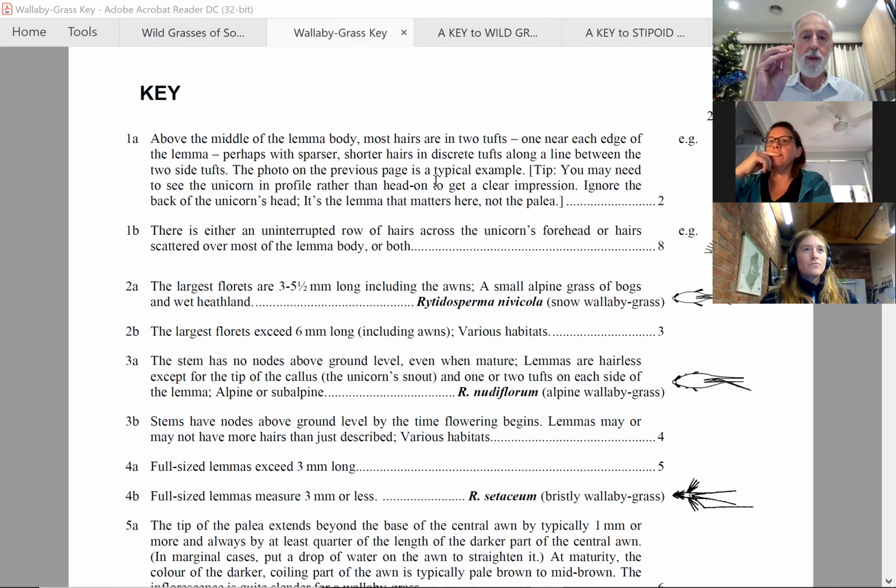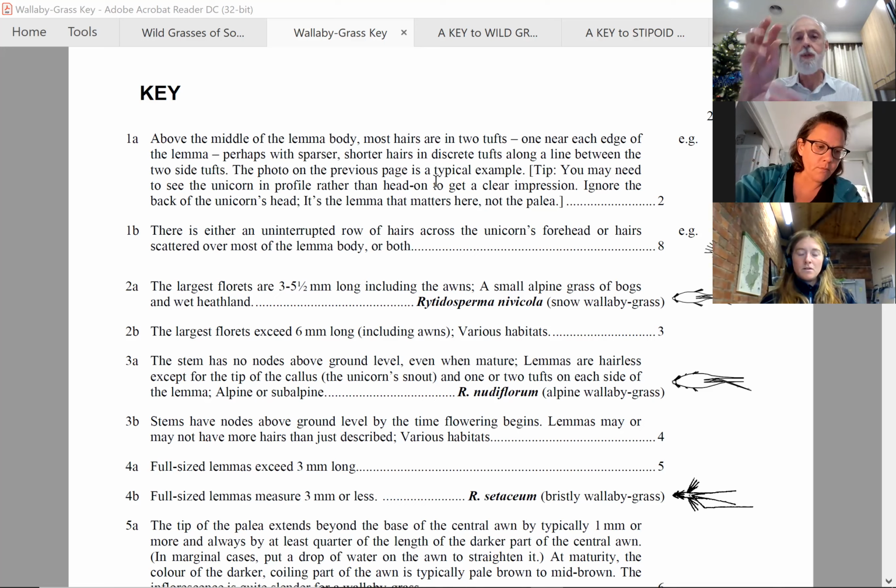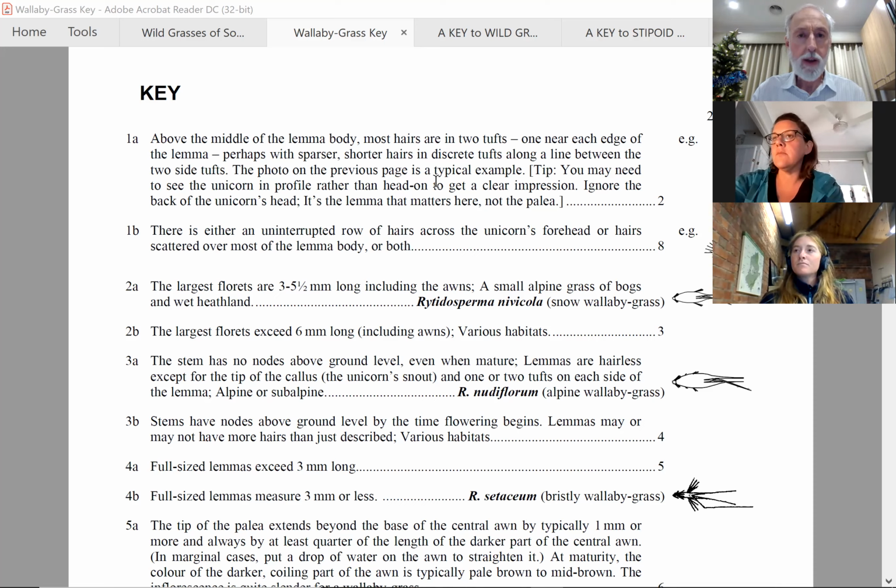And people take a first look at a floret of a wallaby grass seed, and they think, oh yeah, I don't see hairs there. Or they think, oh yeah, I can see that this sort of rose there, it'll be this. But they don't look closely enough. You really do need to look very closely. This is where a dissecting microscope is really good.